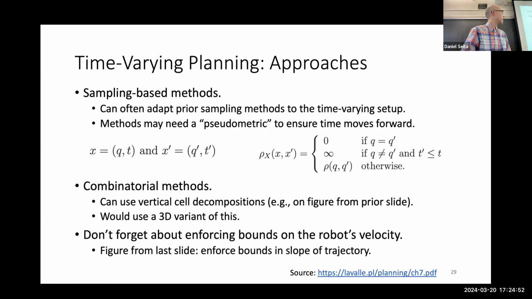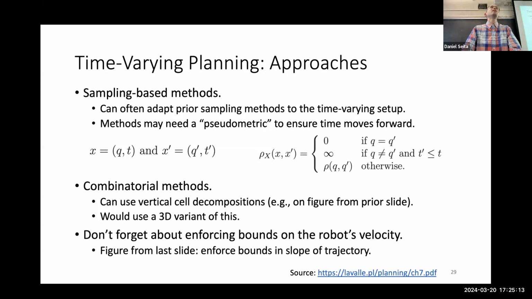All right. Do you have any questions about that pseudo metric? Basically, if you think of this abstraction, you just use that type of cost function and then just run normal RRT with that. Or you can even do something like a vertical cell decomposition.